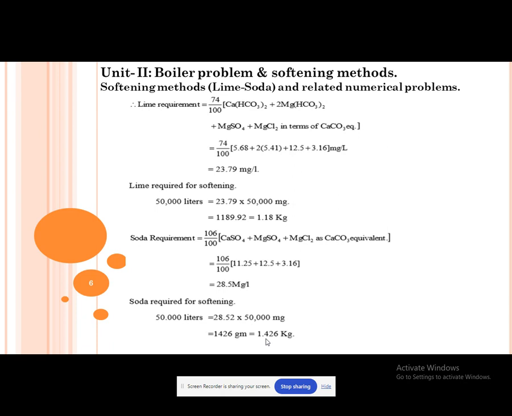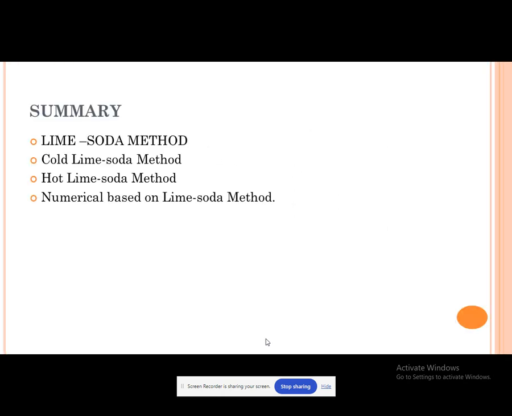So 50,000 liters of hard water require 1.18 kilogram of lime for removal of hardness and 1.42 kilogram of soda for removal of hardness. So these are the basic numericals based upon lime and soda methods. So lime soda method, cold lime soda method, hot lime soda method, and numerical problem: this is today's topic which we have covered.